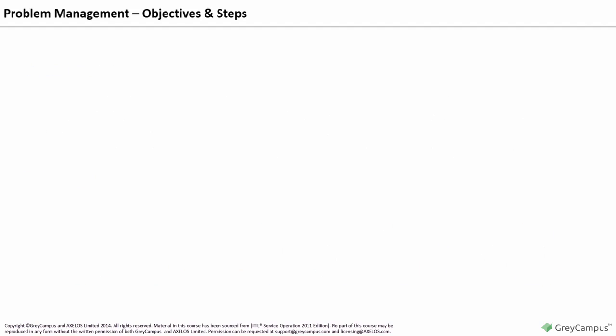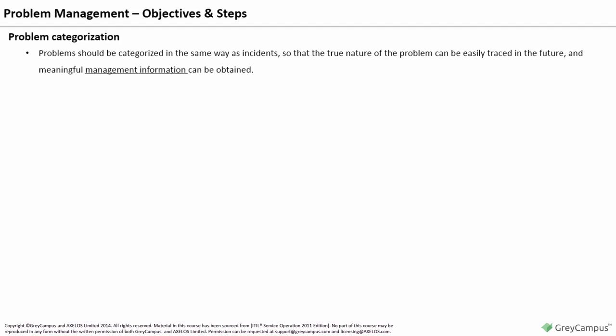Problem management, objectives and steps. Problem categorization. Problems should be categorized in the same way as incidents, and it is advisable to use the same coding system so that the true nature of the problem can be easily traced in the future and meaningful management information can be obtained. This also allows for incidents and problems to be more readily matched.